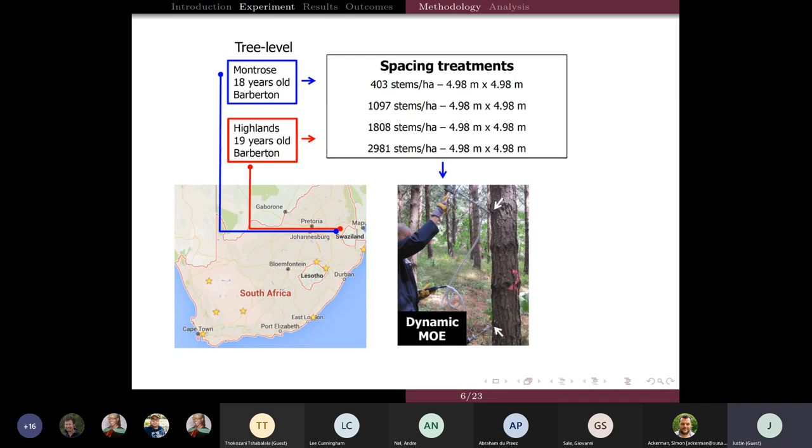So in the one study that I'm particularly looking at in this presentation, we used two compartments up in the Barberton region. This is particularly going to deal with the studies at the tree level. And so we have the couple of, please ignore these guys over here, those are incorrect. So we have the spacings up over here, 403 up until 2981 stems per hectare.